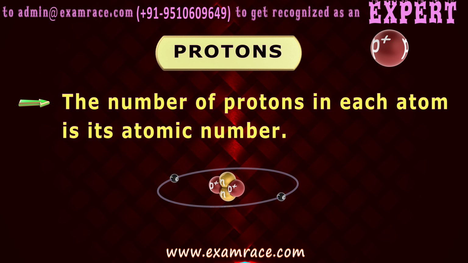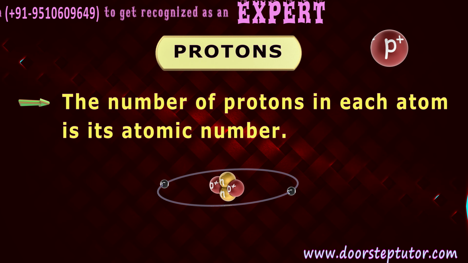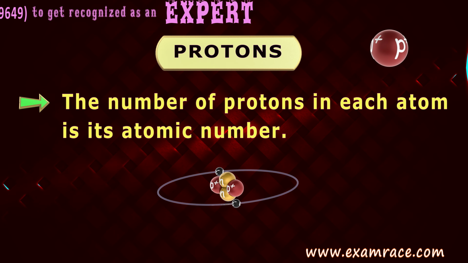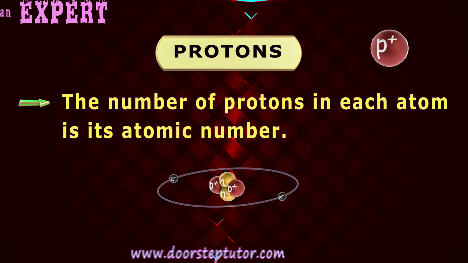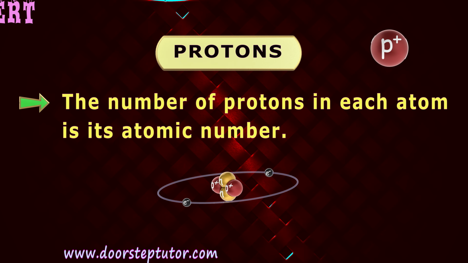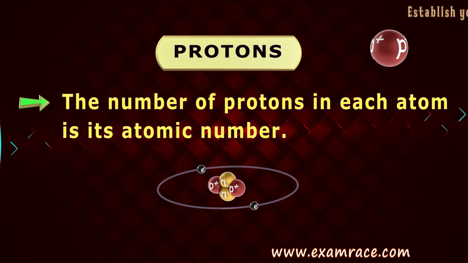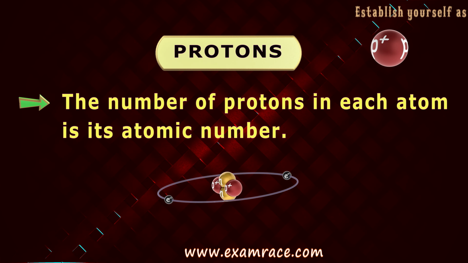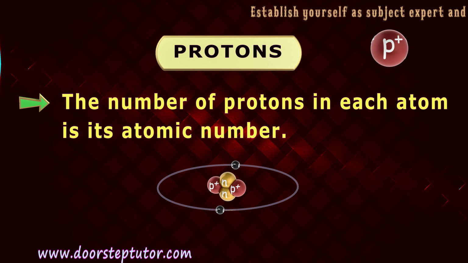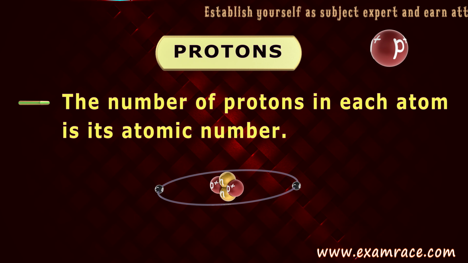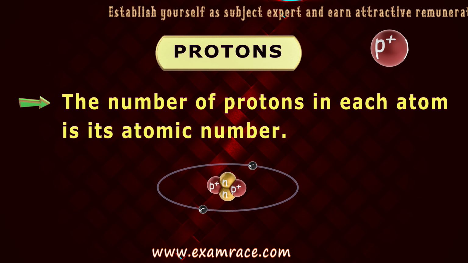So suppose an atom has two protons in it, then we say that its atomic number is 2. All right. If an atom has 6 protons, then its atomic number will be 6. So the number of protons is equal to the atomic number of the atom. All right. So this was about the proton.